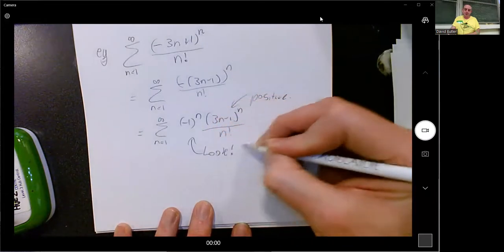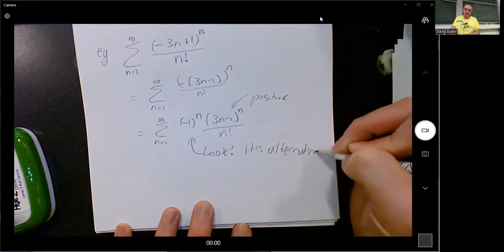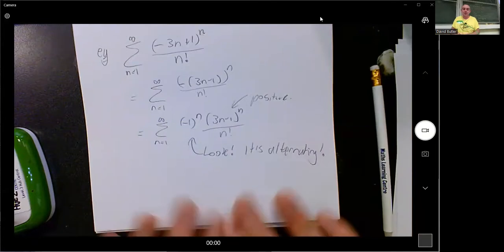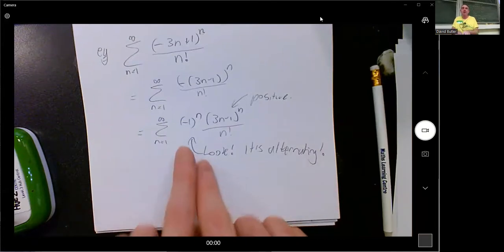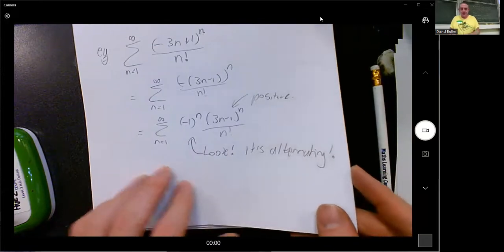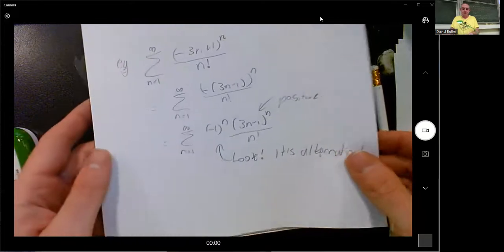Look, it's alternating. So I just wanted to point it out. I choose not to do the alternating series test. I just wanted to show that it really was an alternating series. Okay.